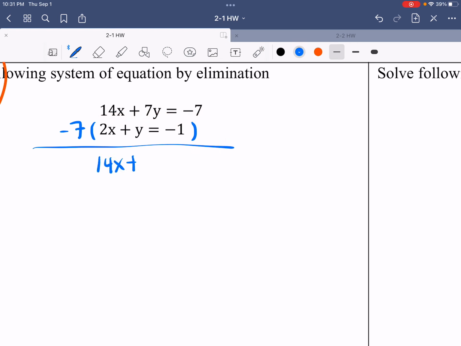So because I don't have to do anything on the top, I will just copy this one down in the bottom. 14x plus 7y equals negative 7. I just copied this one down. Negative 7 times 2x, you get negative 14x. Negative 7 times y, you get negative 7y equals negative 7 times negative 1, you get positive 7.